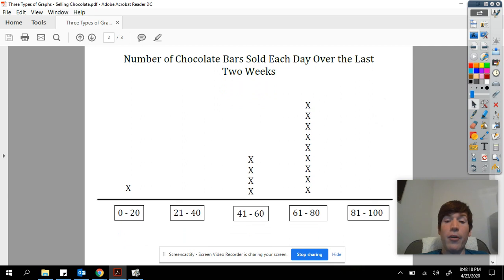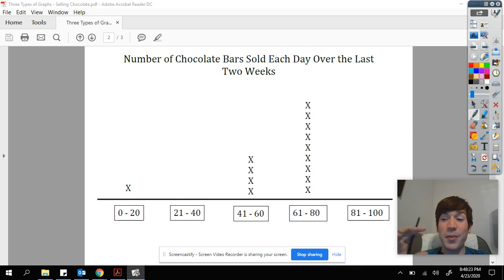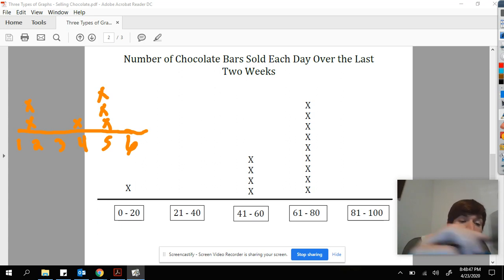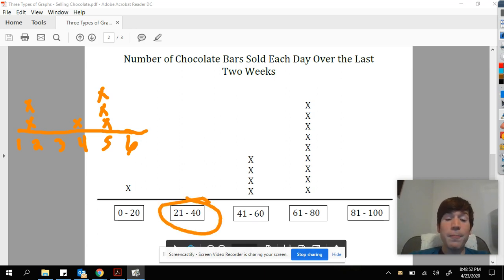One last thing I want to point out about the line plot is a lot of times, and I didn't make this line plot here because my range was so big, but a lot of times on a line plot, you'll see across the bottom there won't be ranges, but rather it'll just say 1, 2, 3, 4, 5, 6. And let's say there was a day where they sold 4 chocolate bars. Let's say there were 3 days where they sold 5 chocolate bars, or 2 days where they sold 2 chocolate bars. A lot of line plots look more like this without this range at the bottom, which might change how you feel about a line plot if it looks like that.